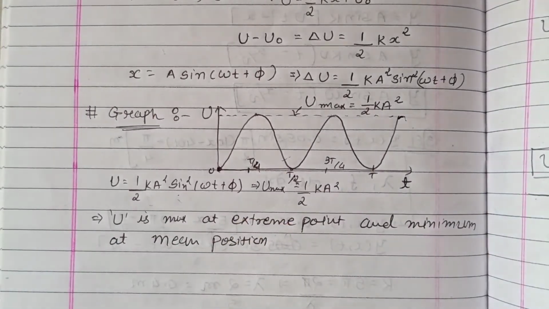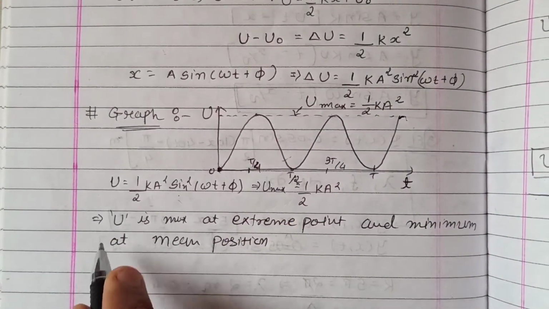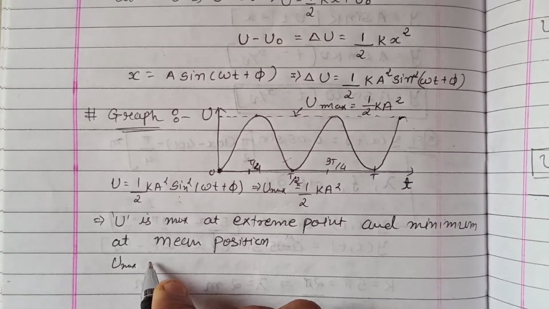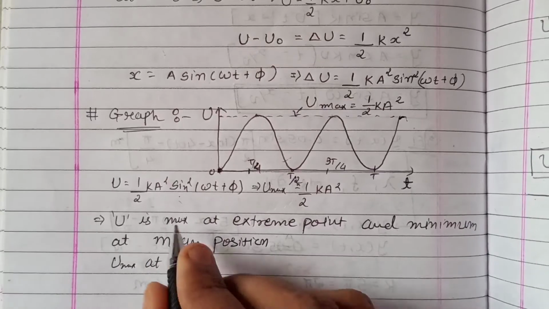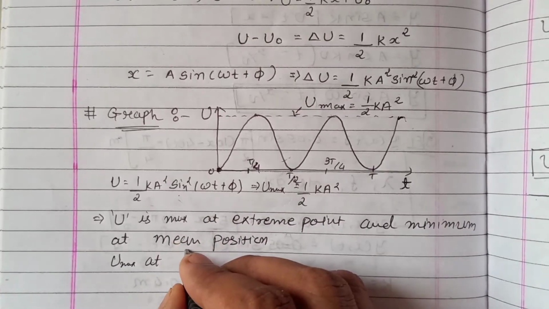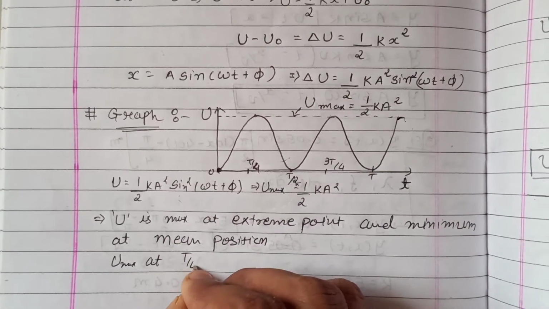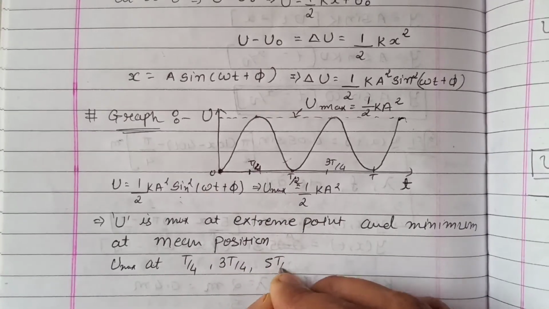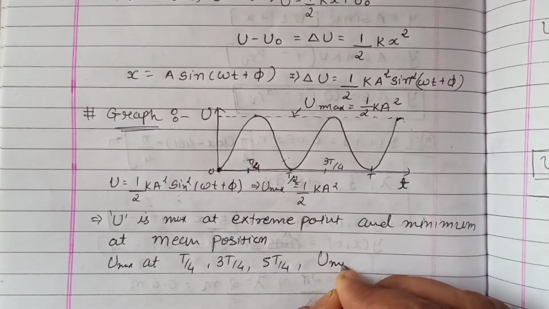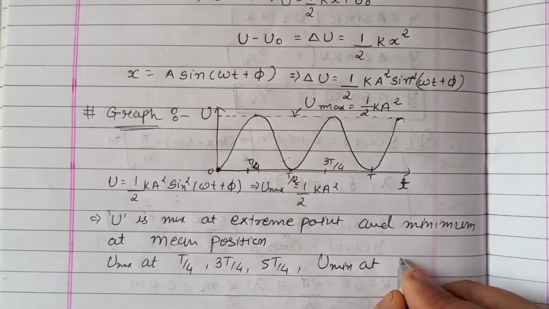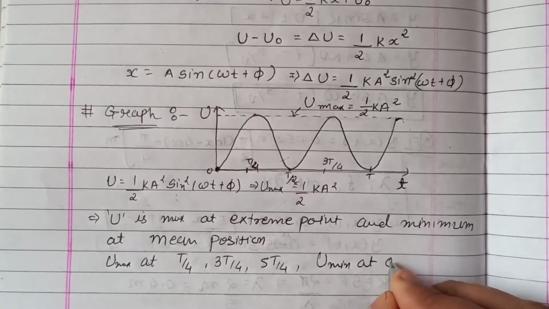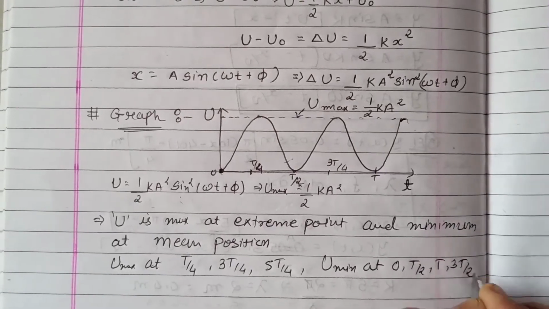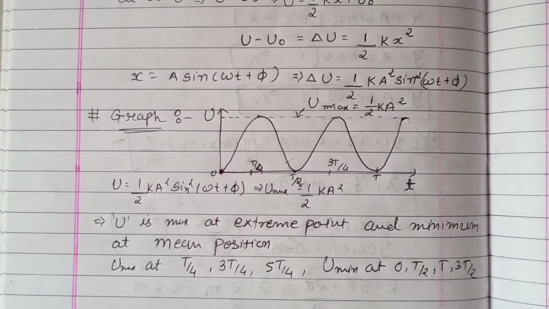Okay, what is the meaning of that? The U maximum is at T by 4, 3T by 4 and 5T by 4, and U minimum at 0, T by 2, T, 3T by 2. We can see this from the graph.